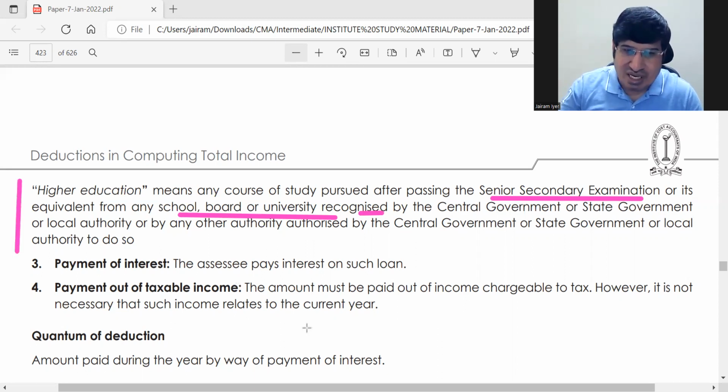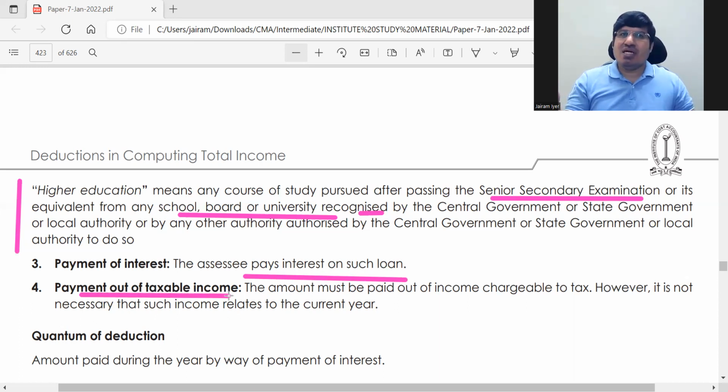Just remember in short: you have to pay interest, and it should be out of taxable income. It should not be a payment from any exempt income. You have to pay from this year's taxable income. A person pays tax on whatever income he has, and after that whatever savings he has become his assets. Everything is considered taxable income.